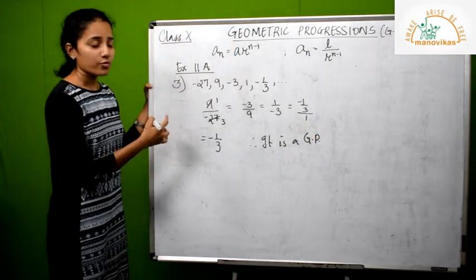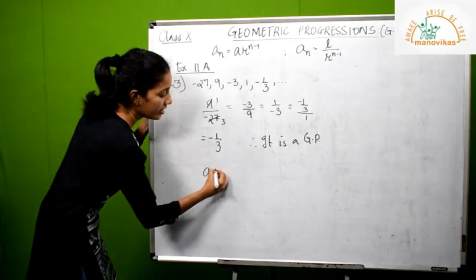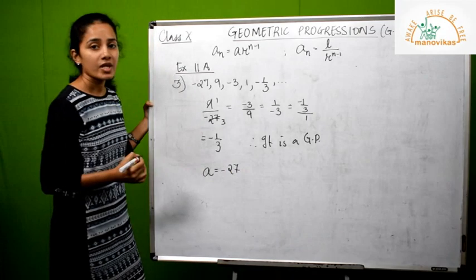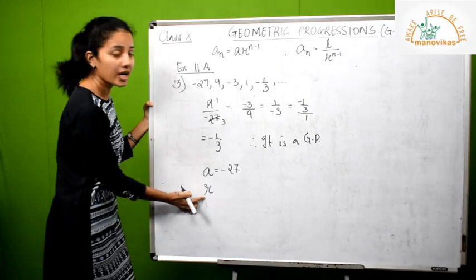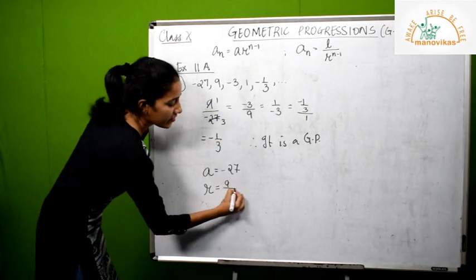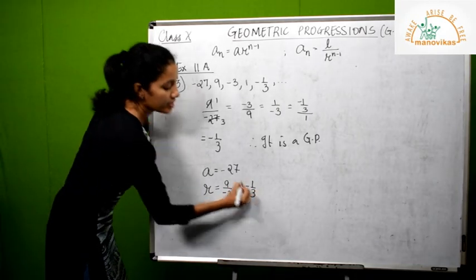The next step in this question is to calculate the first term. The first term is denoted by A, which is nothing but negative 27. The second thing is to calculate the common ratio, which is denoted by R. R is nothing but the second term divided by the first term, which is negative 1 upon 3.